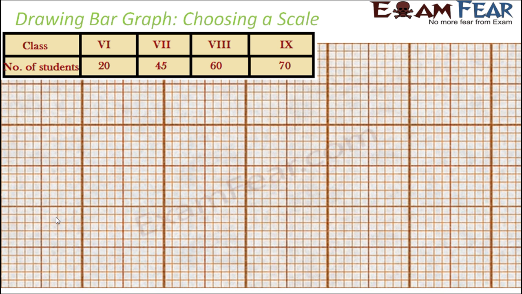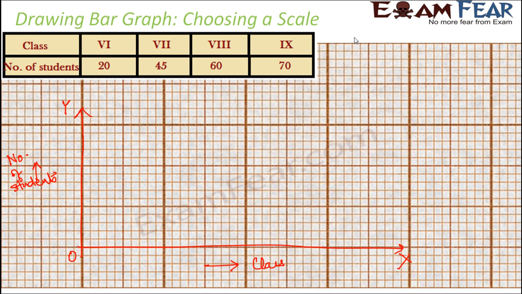As I mentioned before, your first job is always to draw the horizontal and the vertical axis. So let's say this is your horizontal axis and this is your vertical axis. This is y-axis, this is x-axis and this is the origin. Let us also assume that on the x-axis we are going to consider class and on the y-axis we are going to consider the number of students.